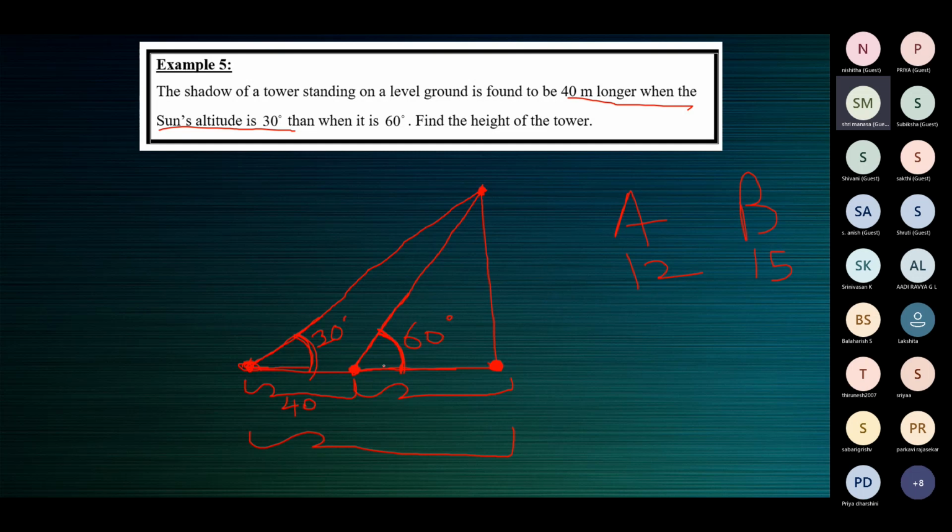So whether shorter or longer, that length is 40. This portion from here to here is 40 meters. Because this is that extra length. This is that extra shadow. From here to here is a shorter shadow. It's longer by 40 meters. So that extra piece is 40.